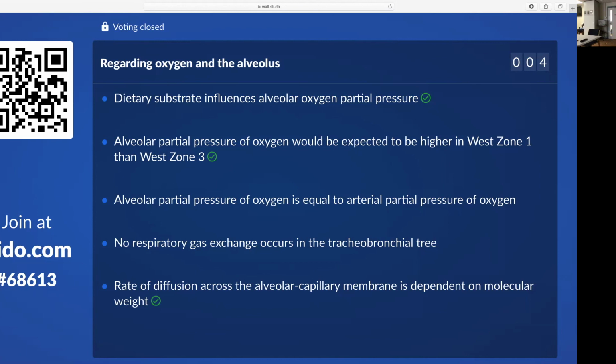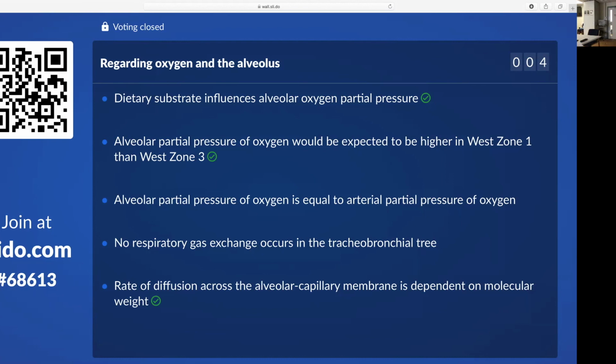And then last one, sorry, I've been a bit of a slog. Rate of diffusion across the alveolar capillary membrane is dependent on molecular weight. True or false? I said false. You said false. I said false. Okay, so what are the factors that affect diffusion across a membrane? I think there are 5. The concentration gradient is probably the main one. Diffusion constant, so solubility.